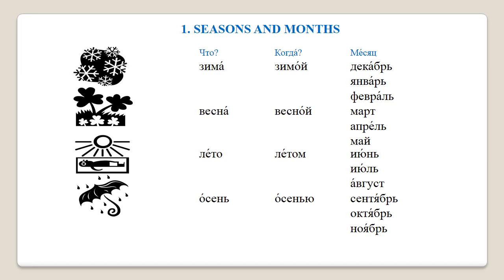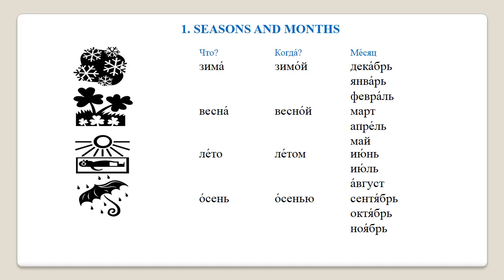You'll notice that quite a few of them sound very similar to English. Also, notice that unlike English, we do not spell months with a capital letter in Russian. All months of the year in Russian are masculine in gender.